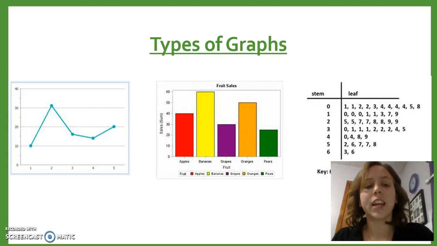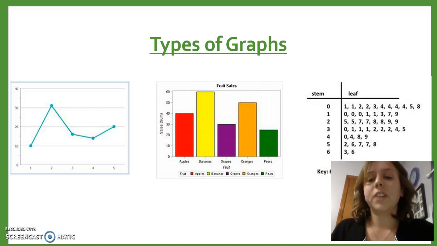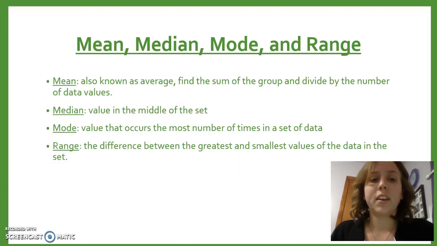As you can see here on your left, that is your basic line graph. The next one here in the middle would be a bar graph. And as you can see, it usually always has a title and says on each axis what it is talking about, and has a key. And then another one is a stem and leaf plot, which always comes with a key so that you know how to read it.